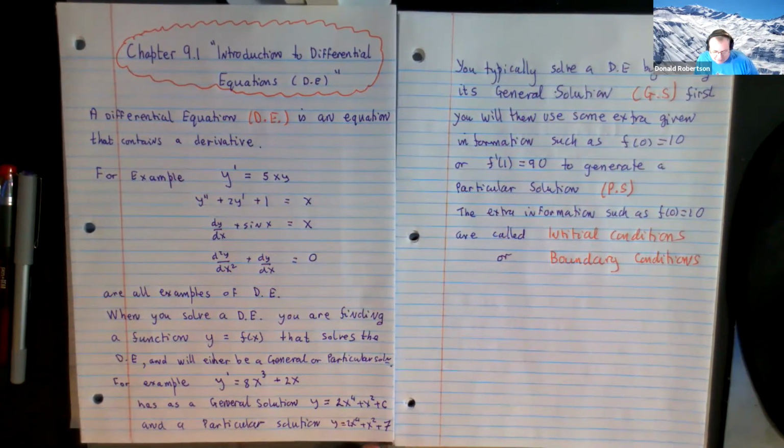When you know everything, there's numbers everywhere. That's called a particular solution. And for instance, can you see that this general solution is just this particular solution with the c replaced with a 7? If I replaced the c with a 22, that would be a different particular solution.